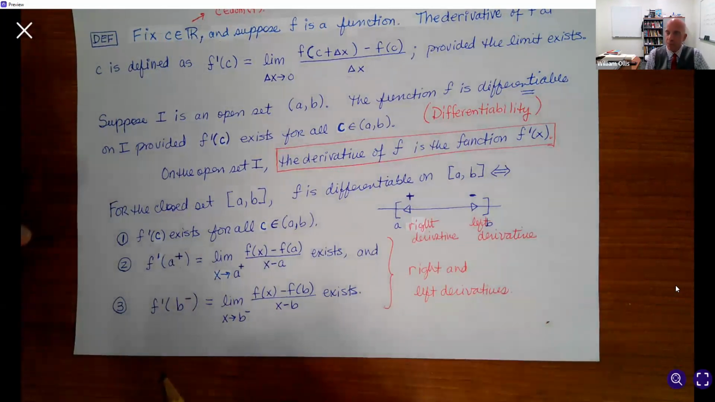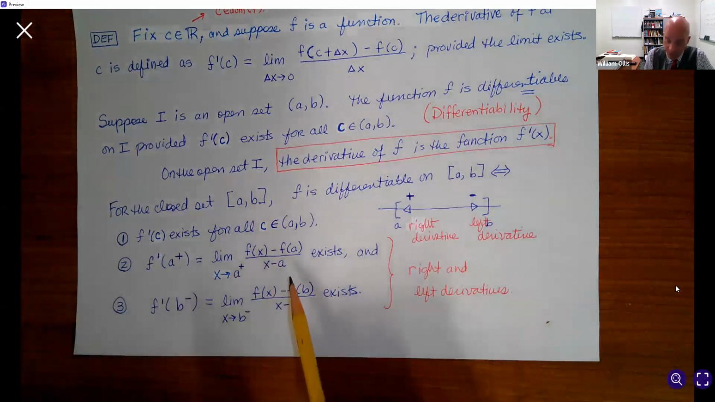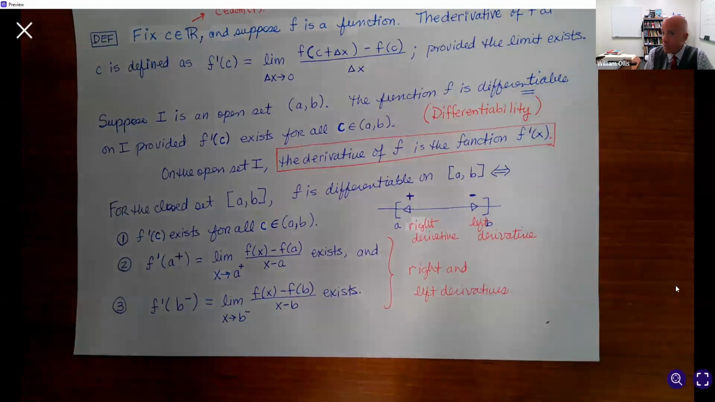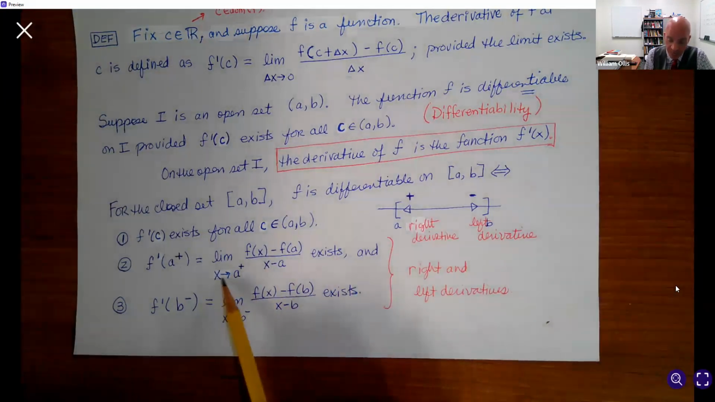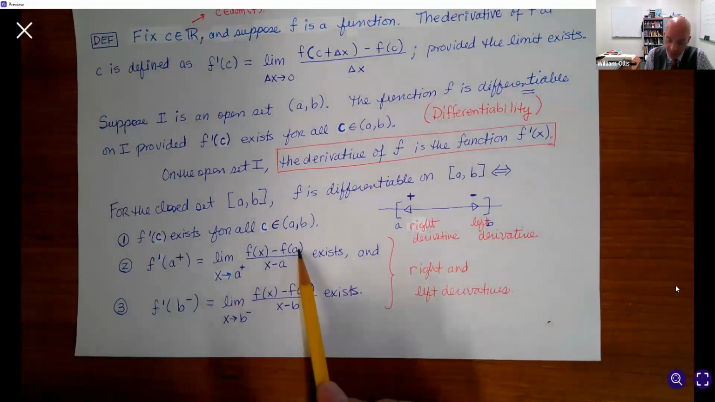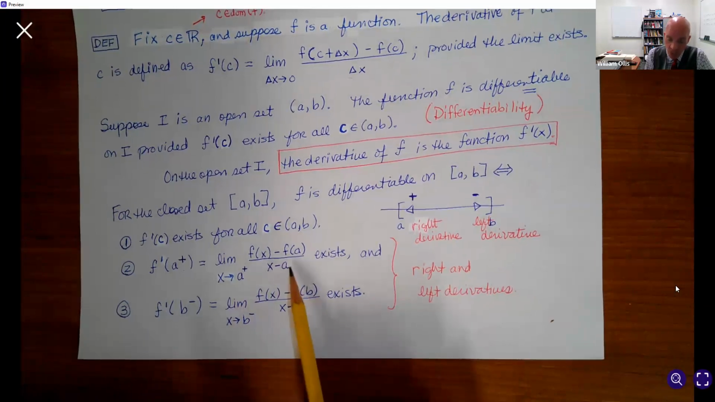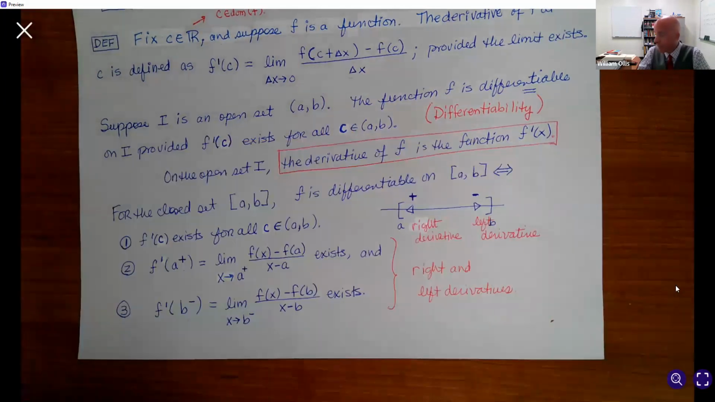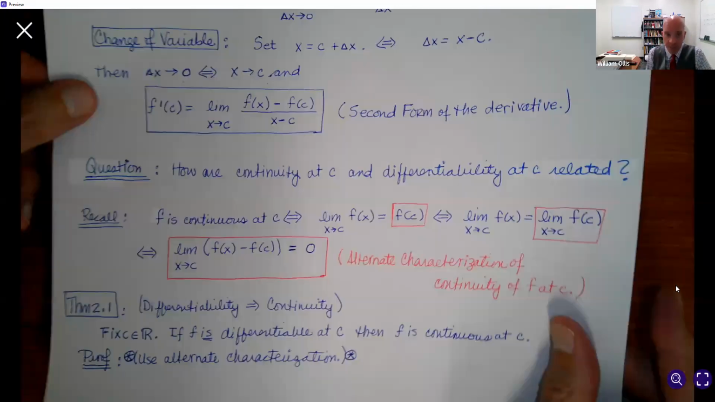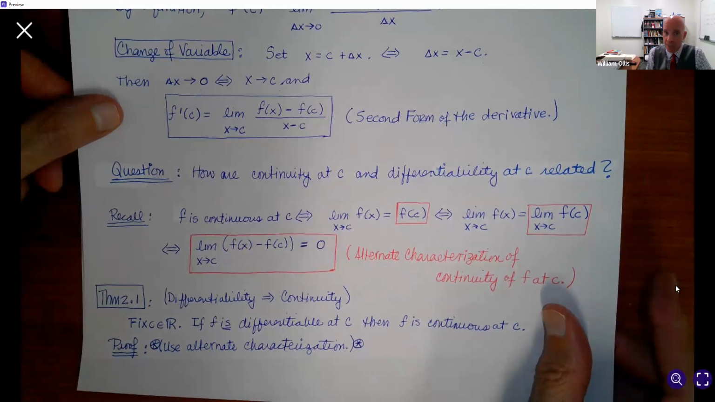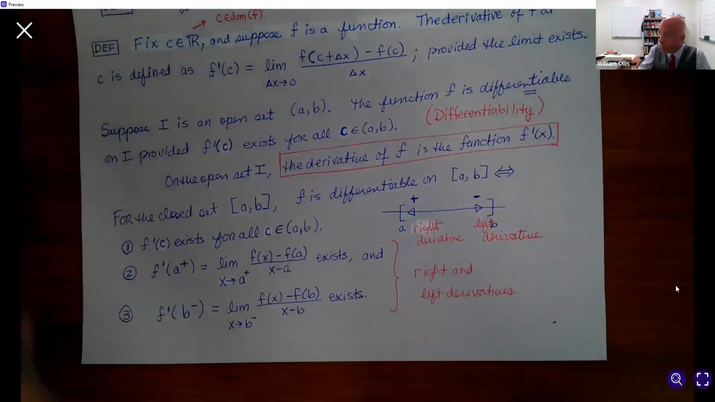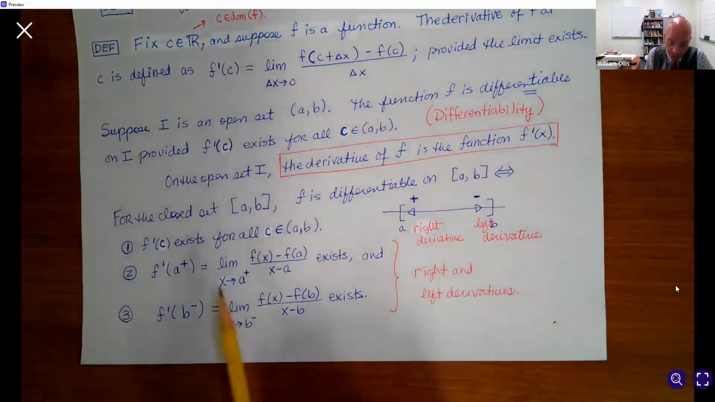Now, depending on the complication of what we get for f prime of c, these limits may be easy to compute, but formally, if we use our second description of the derivative, this would be the limit as x approaches a from the right of f of x minus f of a divided by x minus a. So it looks like this definition, but now instead of the general x approaching c, we have x approaching a from the right.